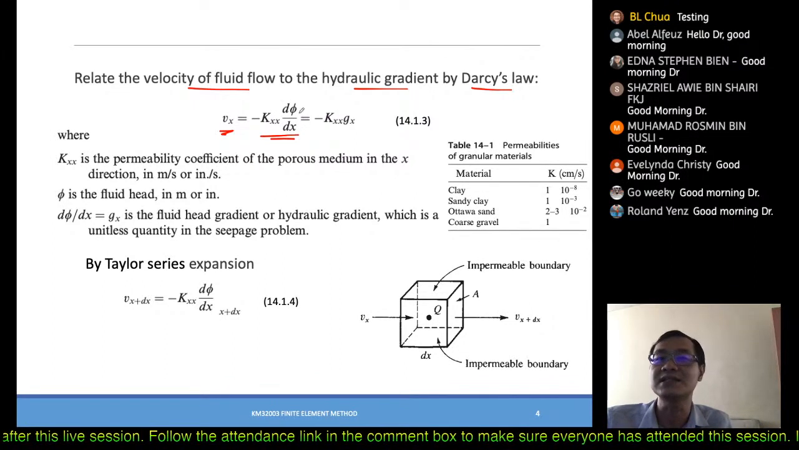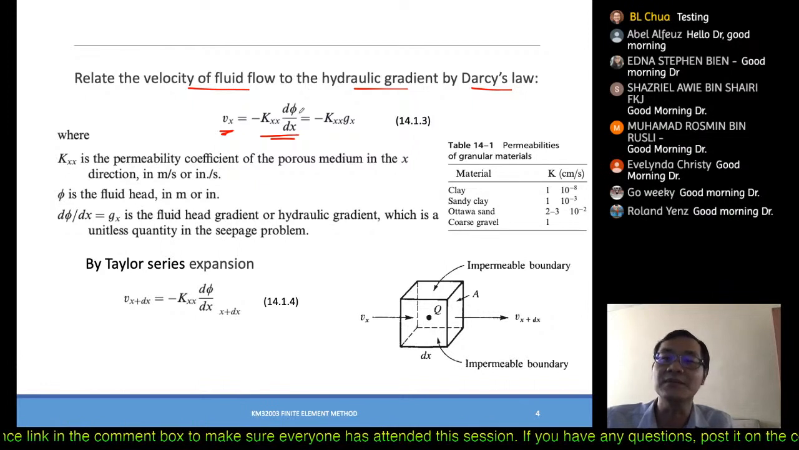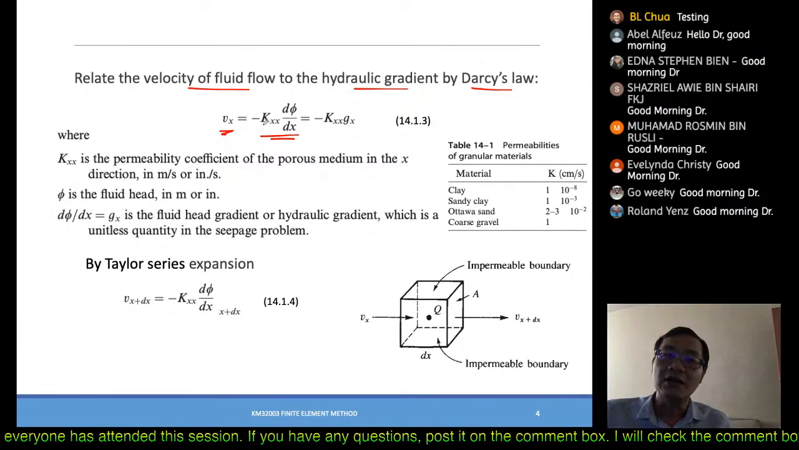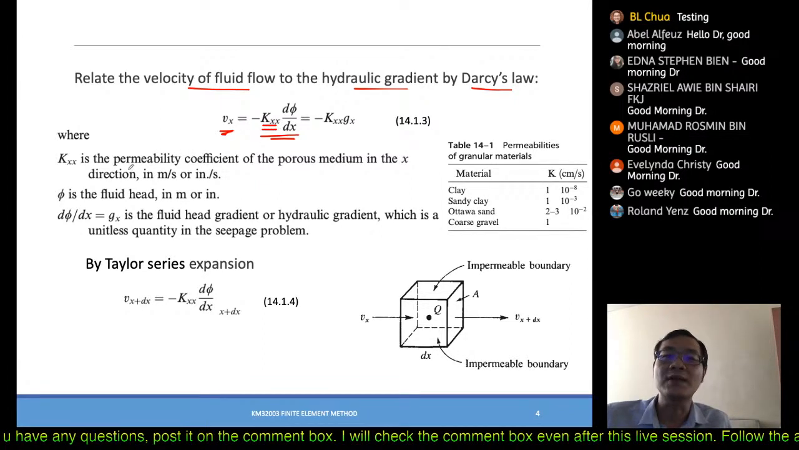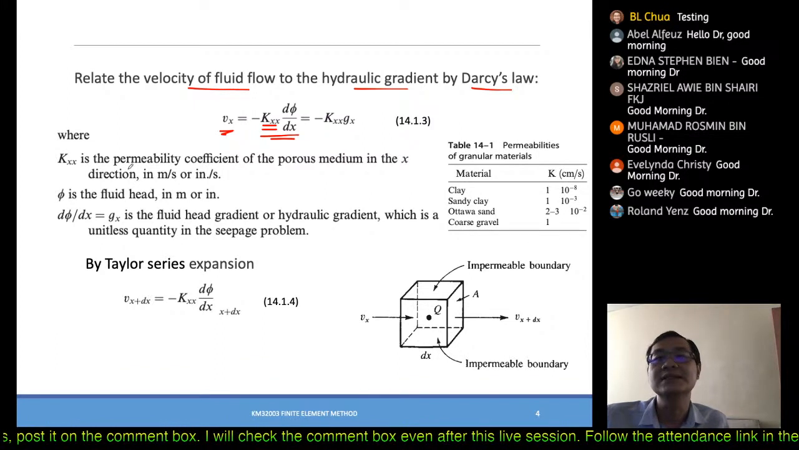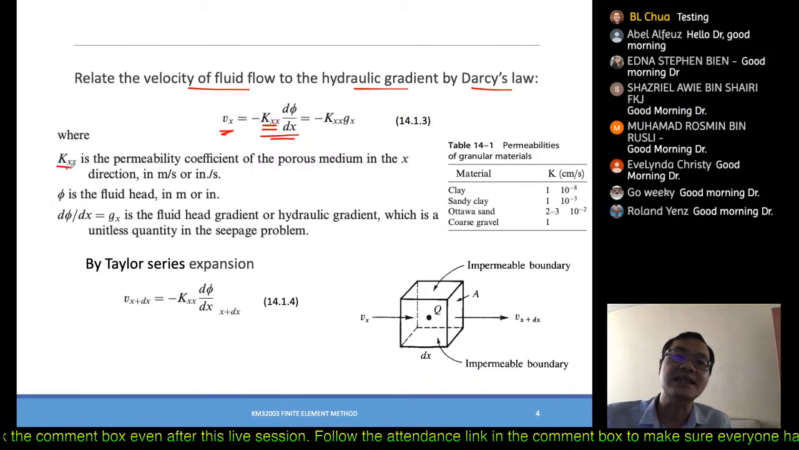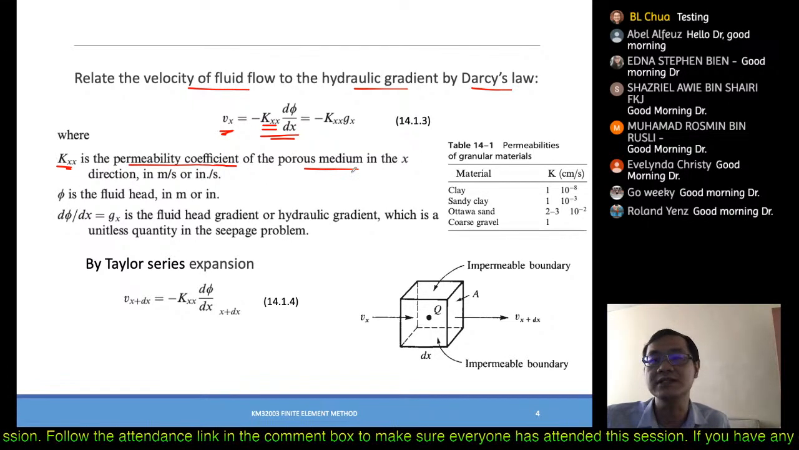So this term, as you can see, is very similar to the heat transfer term that we derived previously. The only difference is that this kxx, when we talk about a fluid going through a porous material, is the permeability coefficient of the porous material itself.